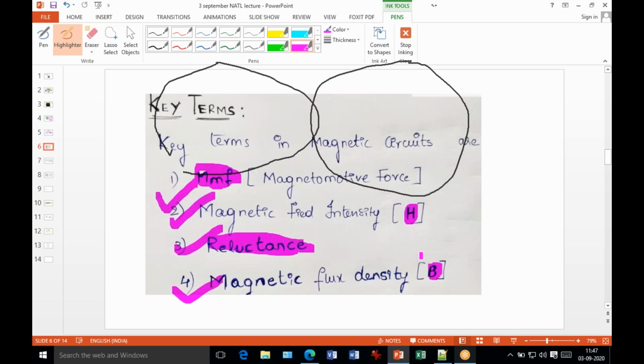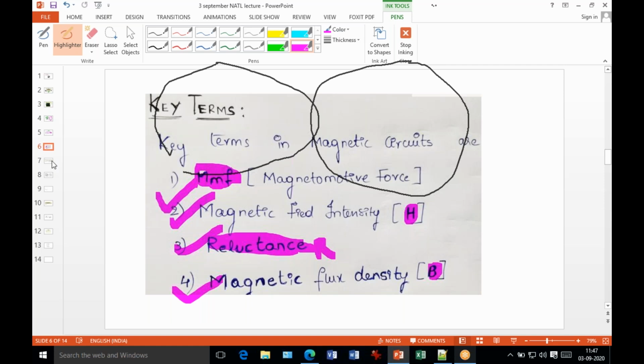Then you have to analyze our magnetic circuits in terms of performance. Our requirement is good performance. The performance is good if all these parameters are good, like MMF, H, B, and reluctance. If these parameters are good, your magnetic circuit performance is good. That's why we have to discuss all these parameters, and then go for the performance-wise analysis: is my magnetic circuit performance good or bad?